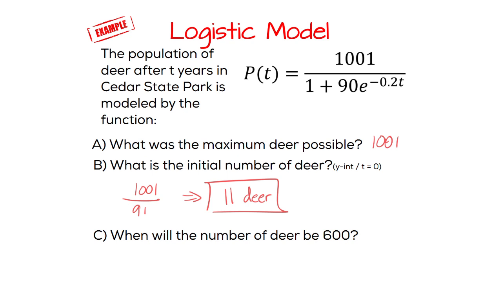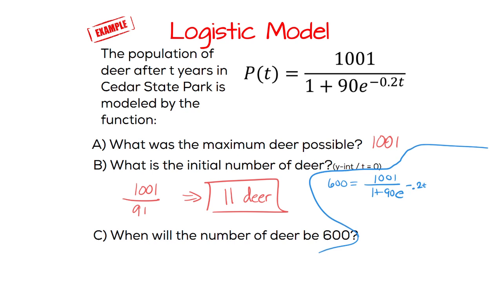Now, I don't know what I was thinking. I didn't give us near enough room to do this. So I'm going to have to squeeze it in. Bear with me. You're going to have to write little on your page also. So I'm going to put 600 in for the P of t. And it's going to equal my 1001 over 1 plus 90. I can't add those together because the 90 is getting multiplied by the e to the negative 0.2t.